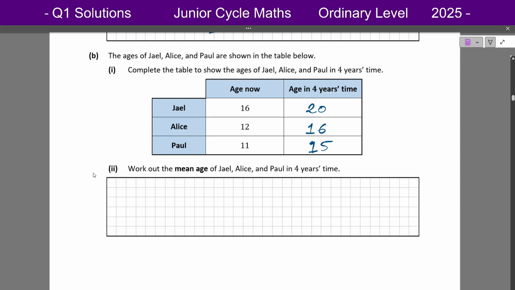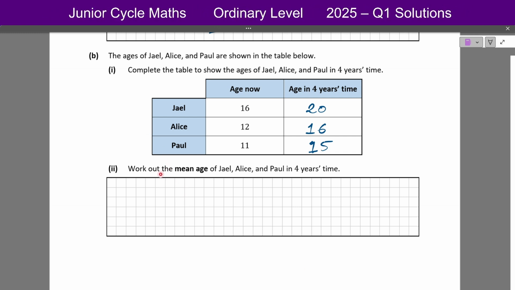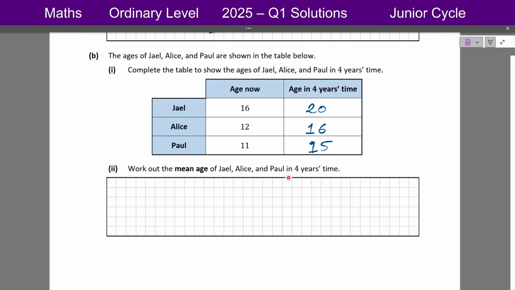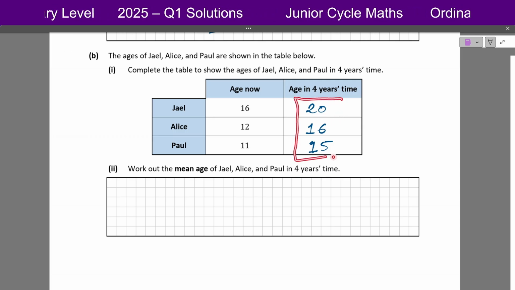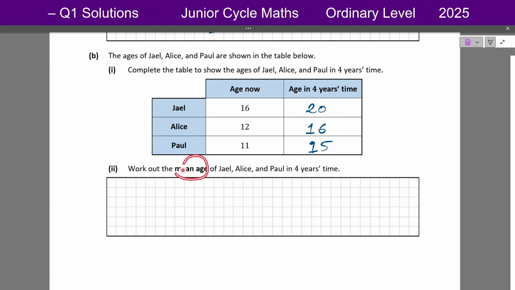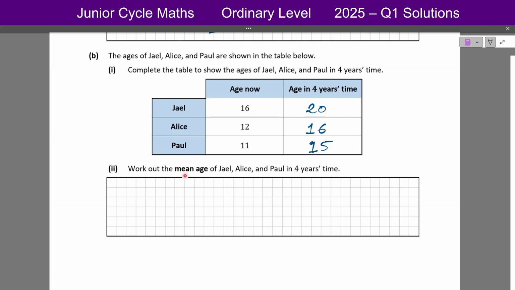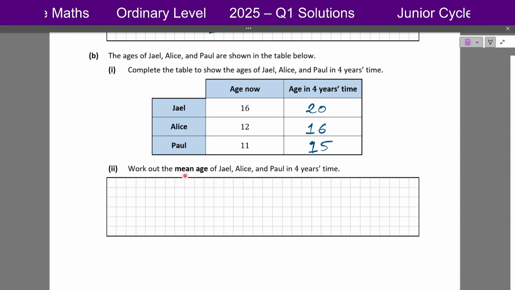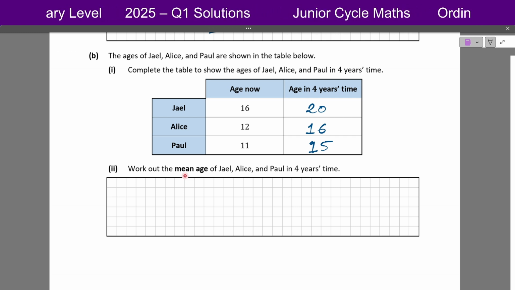For the second part, we need to work out the mean age of the people in 4 years time. So we need to use the values in the second column that we just computed. To find the mean, or the average value, of a group of numbers, we add all the numbers, and then we divide the answer by the number of items or values in the group.